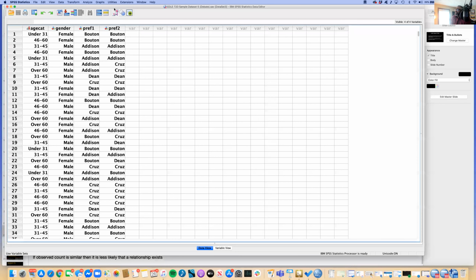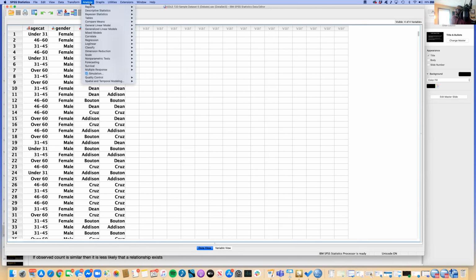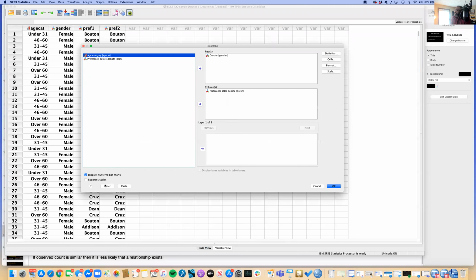So we're going to pull up this data set, and then we're going to go to Analyze, Descriptive Statistics, Crosstabs. Let's go ahead and clear everything out. Let's hit Reset. All right, so we're going to assume that there's a relationship, or personally speaking, we think there's a relationship between age category and, I don't really think theoretically it matters which one we use, but let's go with preference before the debate. Okay.